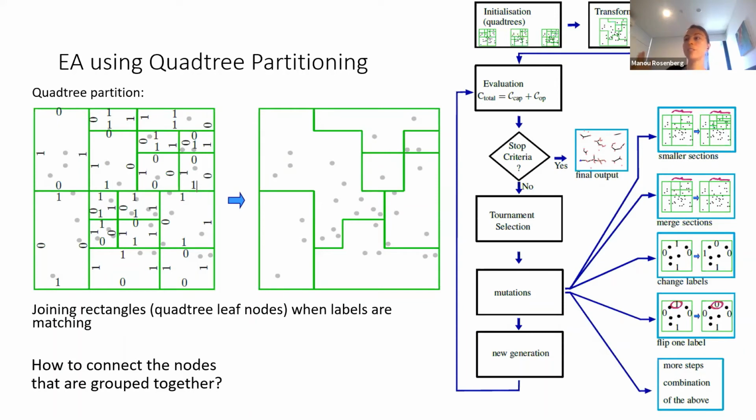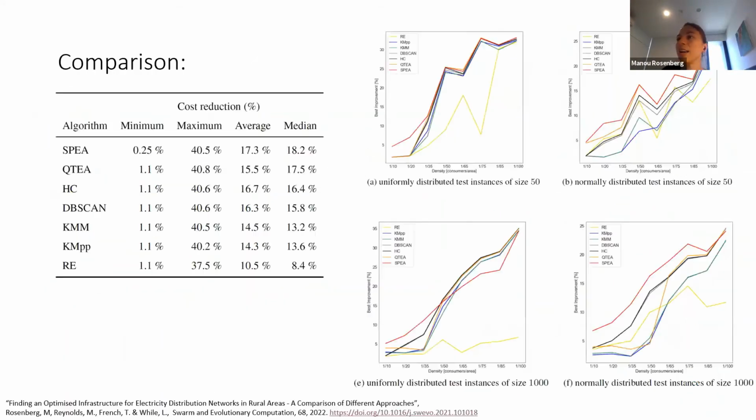Okay, so the question is, how do we connect the nodes in the parts that are already grouped together? I'm going to go through that. I don't want to jump around too much, but before I go into that part, which is a whole other area, I want to quickly give you an overview of some of the results we got for the different algorithms.